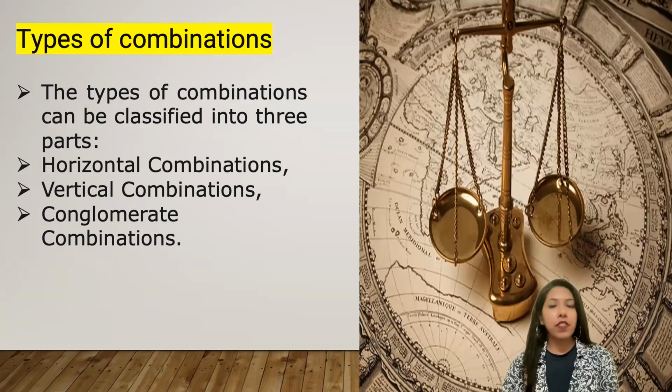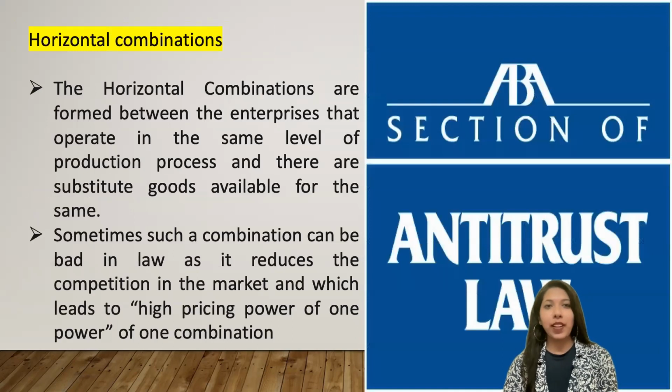Next is types of combination. The combination can be of three types. First is horizontal combination, second is vertical combination, and third is conglomerate combination. I'm going to tell you what these are. Horizontal combinations are formed between enterprises that operate at the same level of the production process, and they produce substitute goods. Sometimes such a combination can be bad in law. So mainly horizontal combinations happen at the same level of the production process.